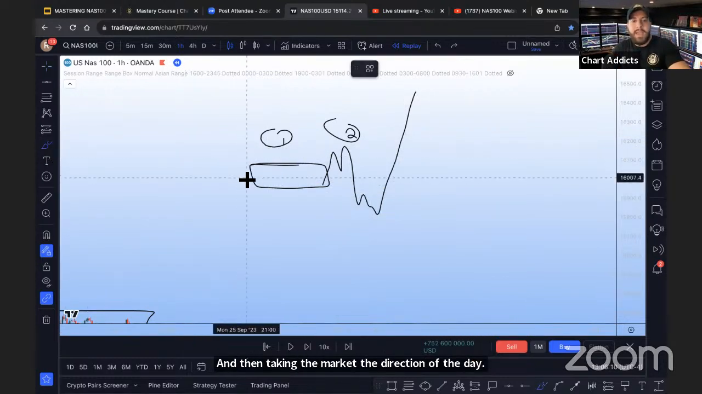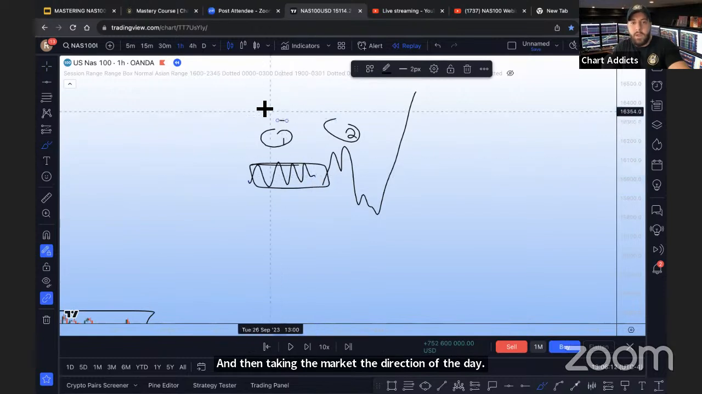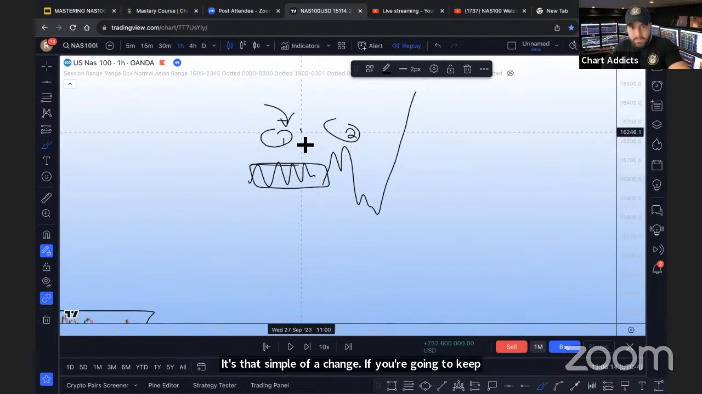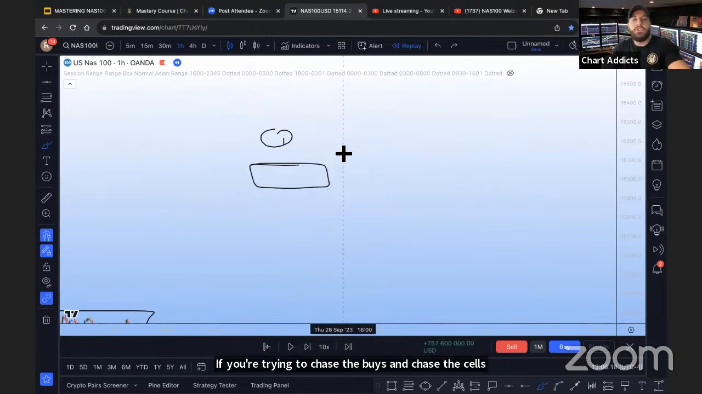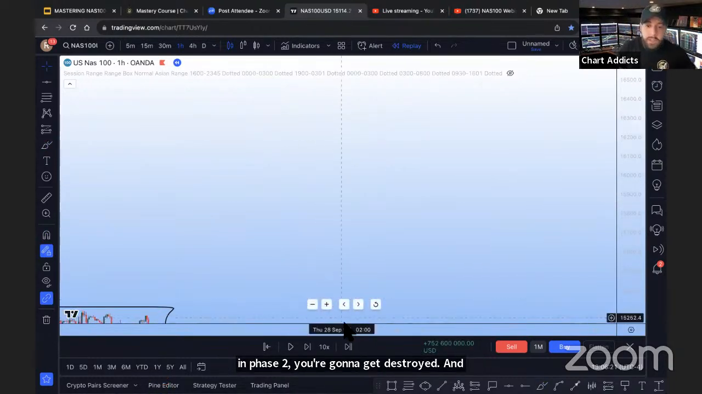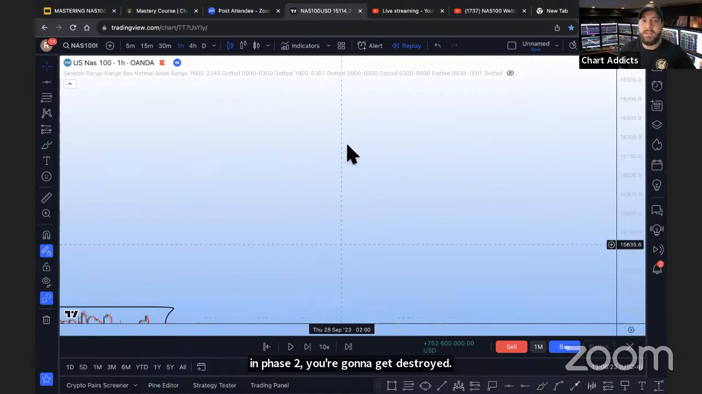If you're going to keep guessing the buys and sells and the breakouts in phase 1, you're going to blow your funded account. If you're trying to chase the buys and chase the sells in phase 2, you're going to get destroyed. And then last but not least, if you're looking for phase 3, you got your chance to make money.